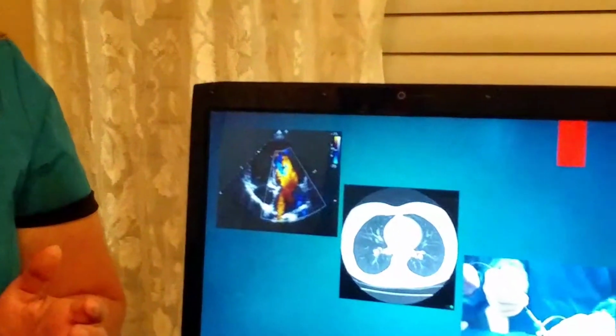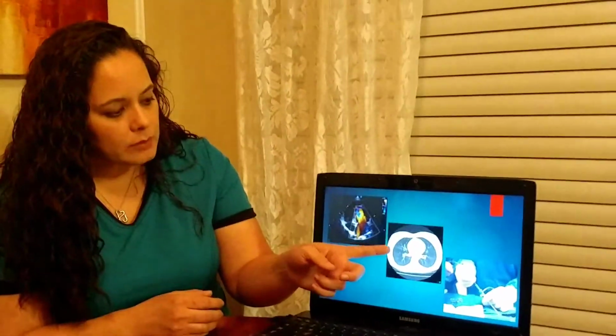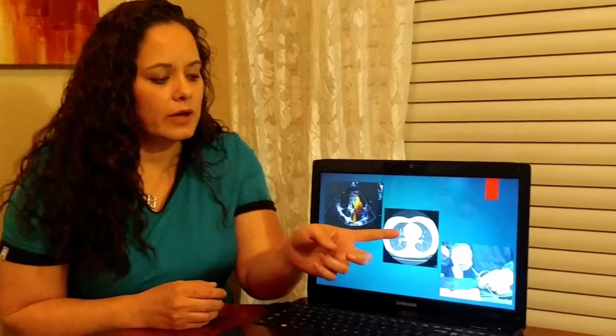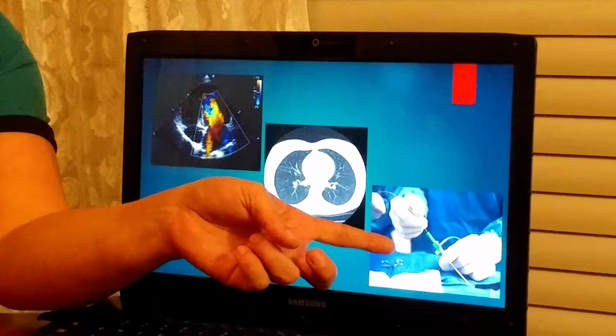So how do you diagnose PAH? Sometimes you can diagnose it with an echocardiogram or a CT of the chest. However, the right heart catheterization is the gold standard for diagnosing PAH.